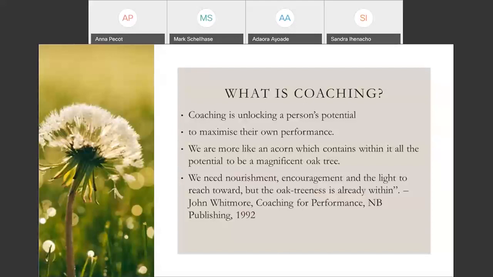So that is what we do as coaches. That is what you do for your coachees or your clients. What they need from you is just nourishment. What they need from you is just guidance, encouragement, right questioning, to be able to unleash that oak treeness within them, because they already have it within them. You're not doing anything magically for them. What you're doing is trying to bring out what they already have within them.